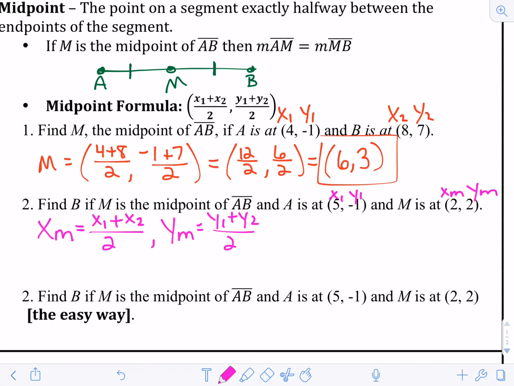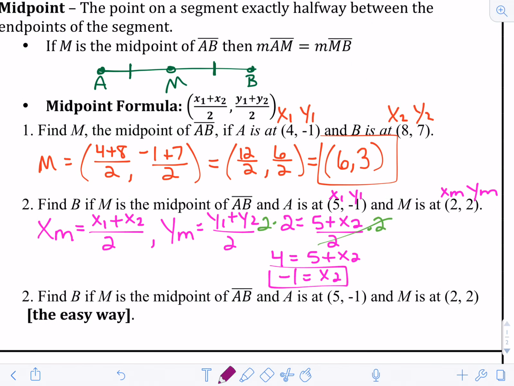So for this first one, for the x, I have 2 is equal to x1, which was 5, plus x2, divided by 2. I'm going to focus on this one first, then we'll do the y. To get rid of the 2 in the denominator, you have to multiply both sides by 2. So if I multiply this by 2, then I multiply this by 2. Those two cancel each other out because 2 divided by 2 is 1. Over here on the left side, 2 times 2 is 4, which is equal to 5 plus x2. Subtract 5 from both sides, you get -1 is equal to x2.